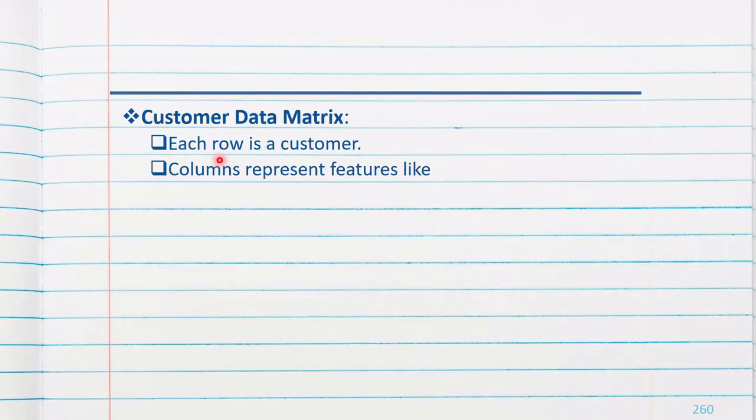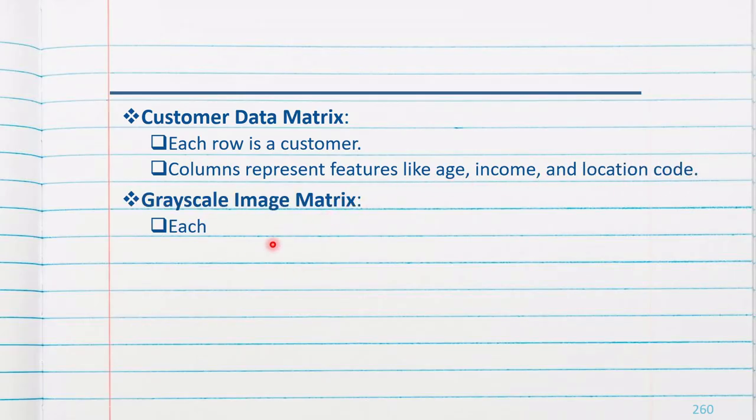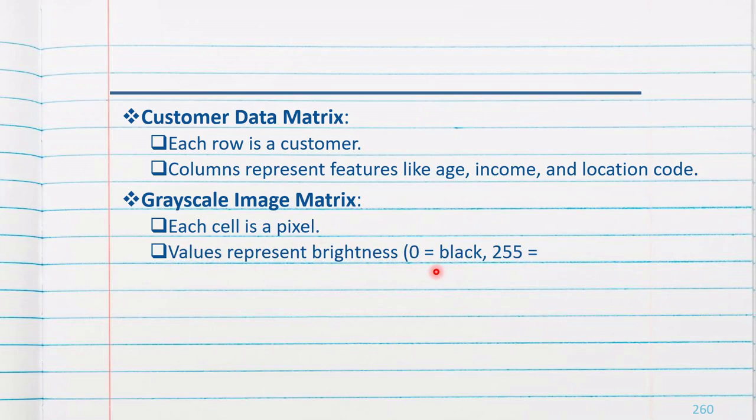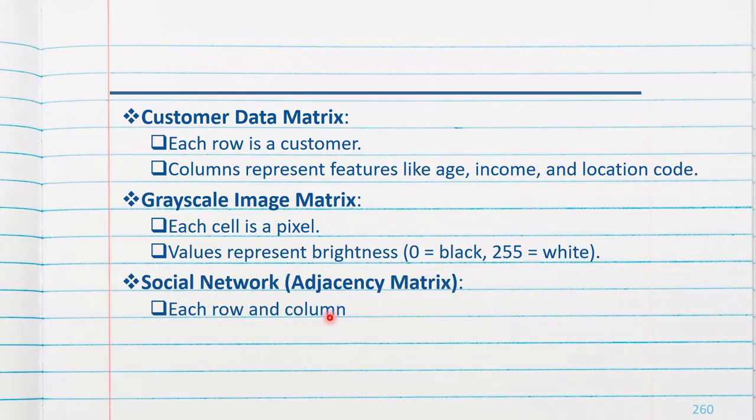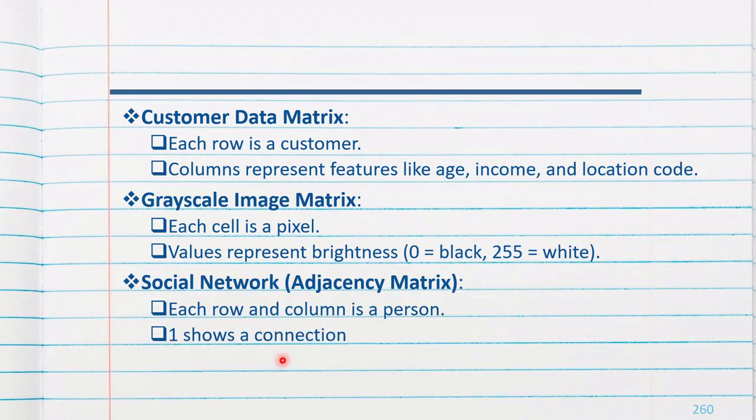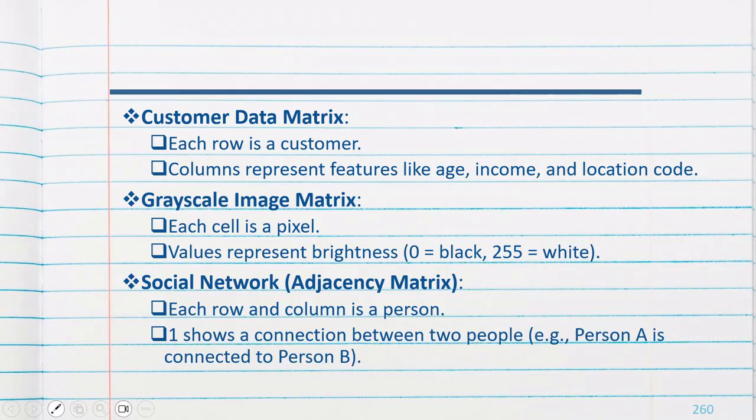Customer data matrix. Each row is a customer. Columns represent features like age, income, and location code. Then the grayscale image matrix. Each cell is a pixel and the value represents the brightness. 0 means black, 255 means white. If it is 253, it will be approximately a white color. Social network, that is the adjacency matrix. Each row and column is a person. One shows a connection between 2 people. For example, person A is connected to person B.